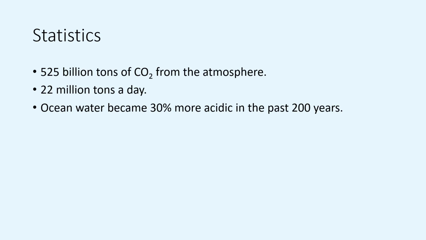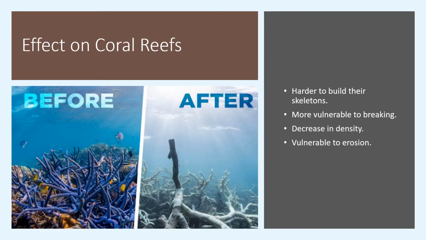Ever since the Industrial Revolution, when ocean acidification first started, the ocean has collected 525 billion tons of carbon dioxide a year. This means there's 22 million tons a day going in the ocean. Over the past 200 years, water became 30% more acidic, which is faster than any known change in ocean chemistry in the past 500 million years. So first off, I will be talking about the effect on coral reefs.